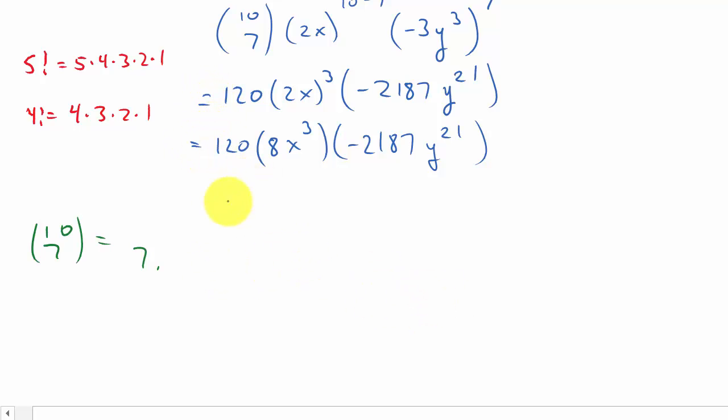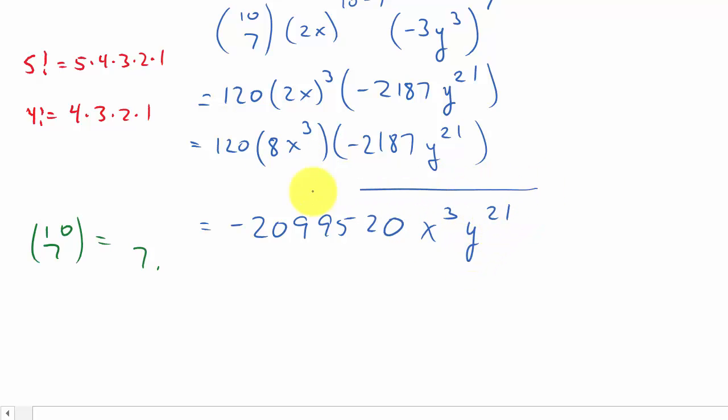All right, and so then I'll have to multiply the 120, the 8, and the negative 2187. So negative 2,187 times 8 times 120, and we get a big number, don't we? So that's negative 2,099,520 x cubed, right? x cubed y to the 21st, and this would be your answer. So over 2 million there.